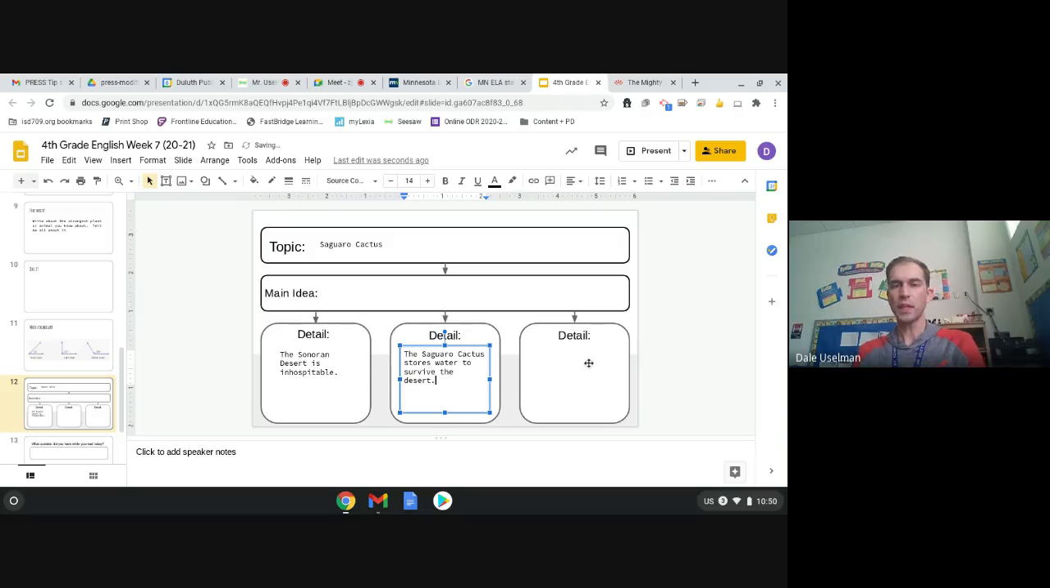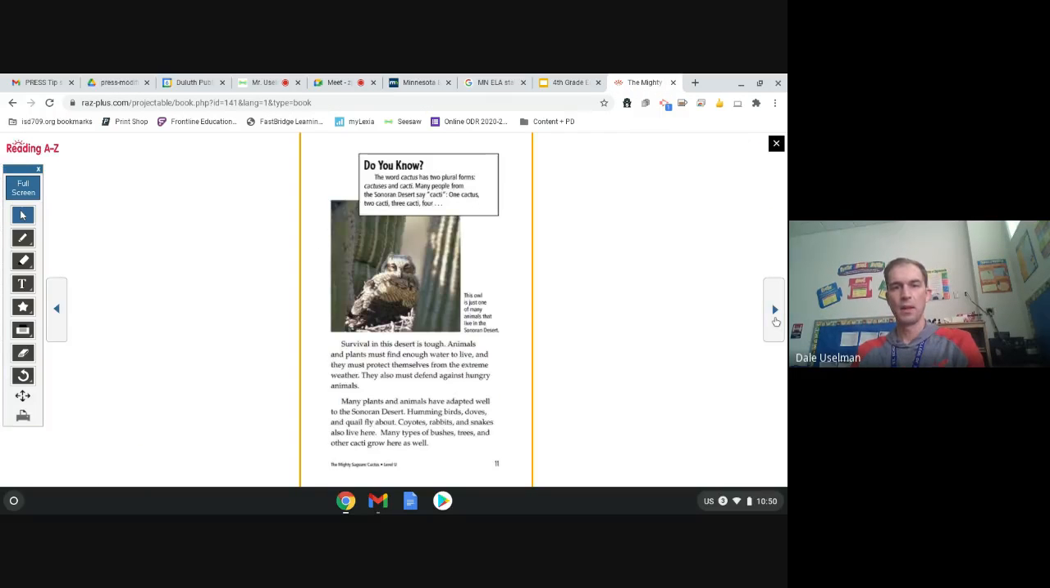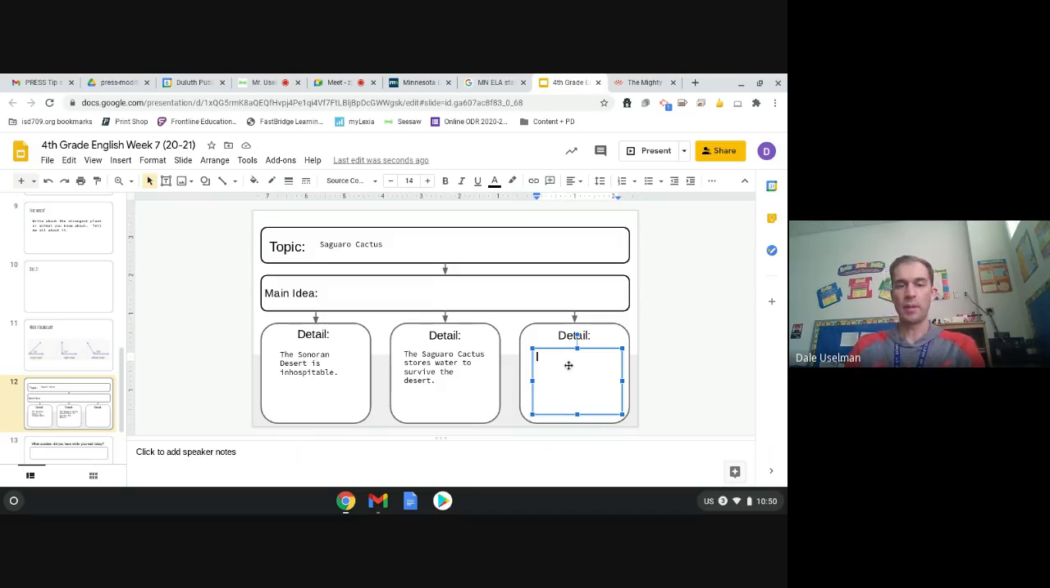Awesome. And then one more detail. Let's look at the next page that I read. So this page was talking about how surviving in the desert is tough and animals have had to adapt. Plants and animals, excuse me. So I'm going to write plants and animals adapt to live in the desert.